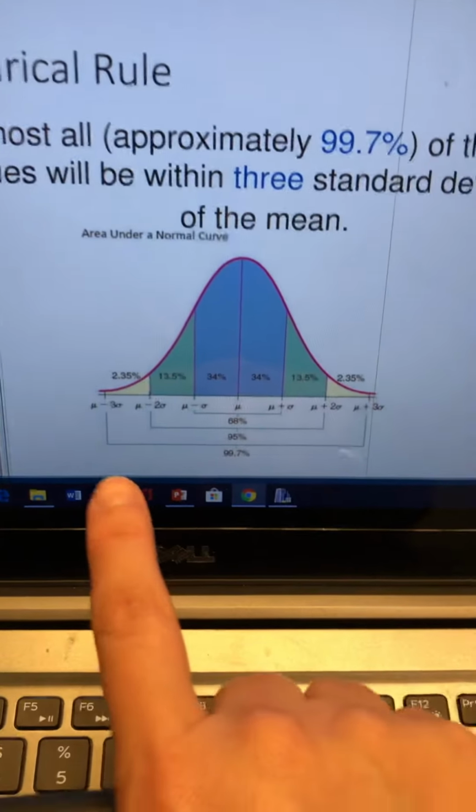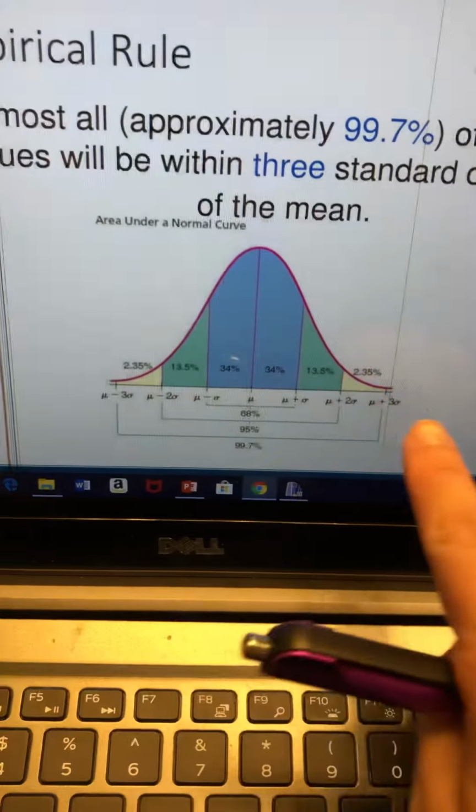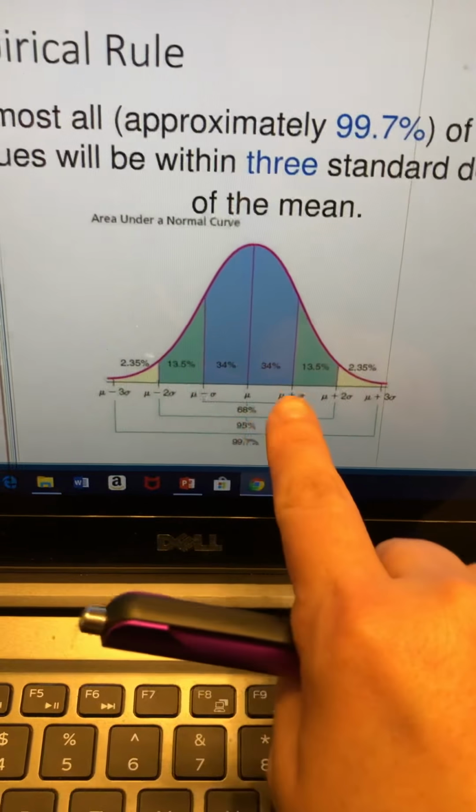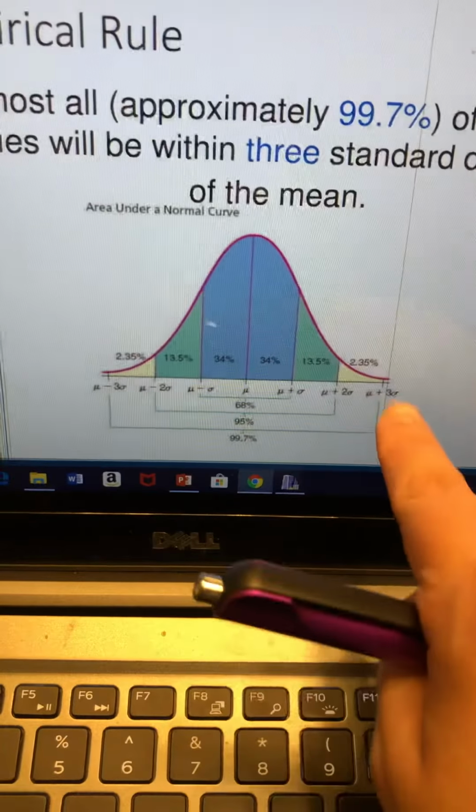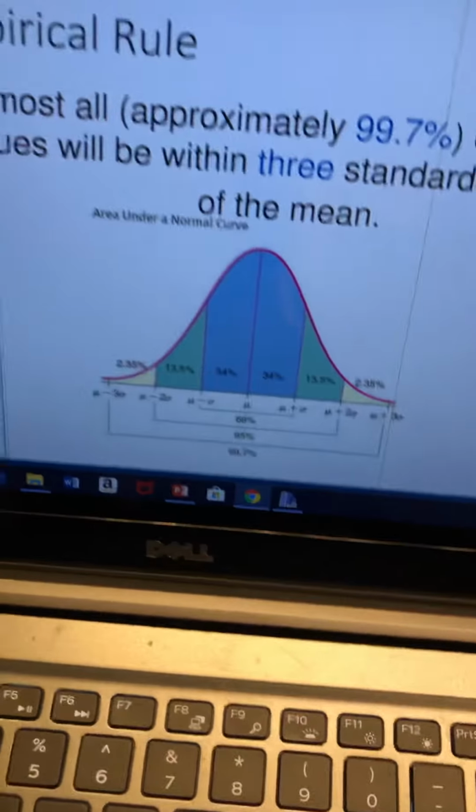So going back over here to the picture, here's your normal distribution. 68% is within 1, 95% is within 2, and almost all of it is within 3. So we've talked about that before.